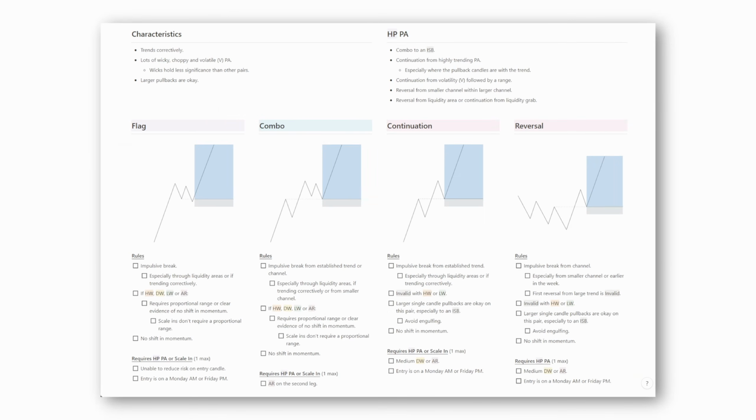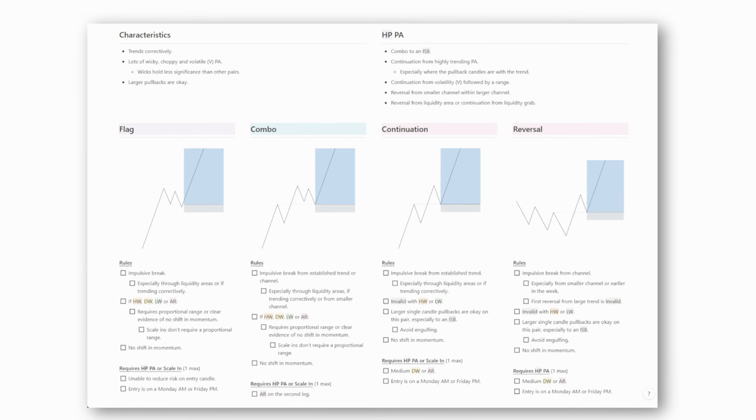And then at the end of every single one of these checklists, I've got no shift in momentum, because I want price to move up, but I don't want to see any shift on the way back down. That's what an engulfing would show me. I've also written how lenient I can be from high probability price action, which is up here in the corner.